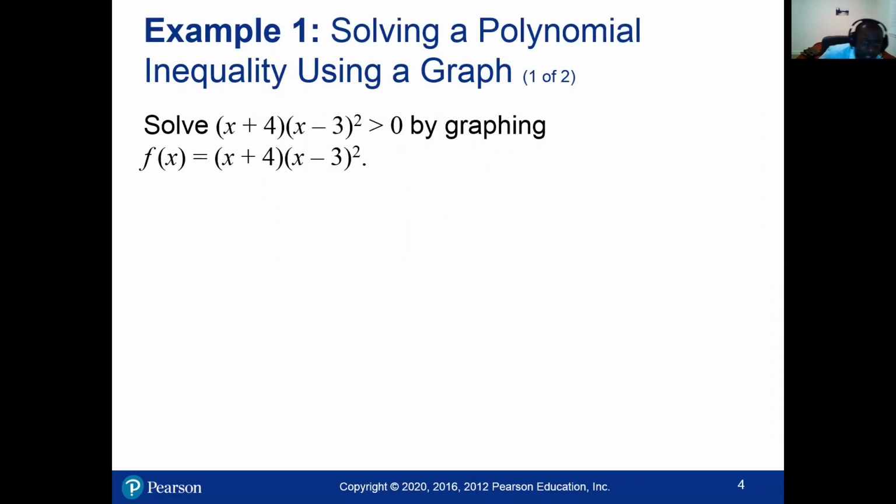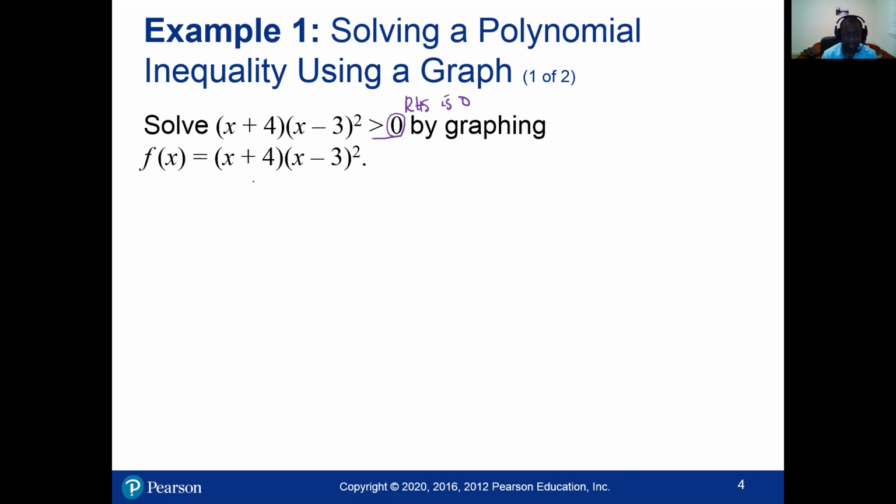So first, let's consider a polynomial function where we want to solve the inequality by graphing. Okay. So we want to solve the polynomial inequality with the factors (x + 4)(x - 3)^2 greater than 0. Now remember, to solve the inequality, you make sure that always the right hand side is 0, it's in this form. Okay. So in this case, what is our polynomial function? That's f(x) equal to the left hand side.